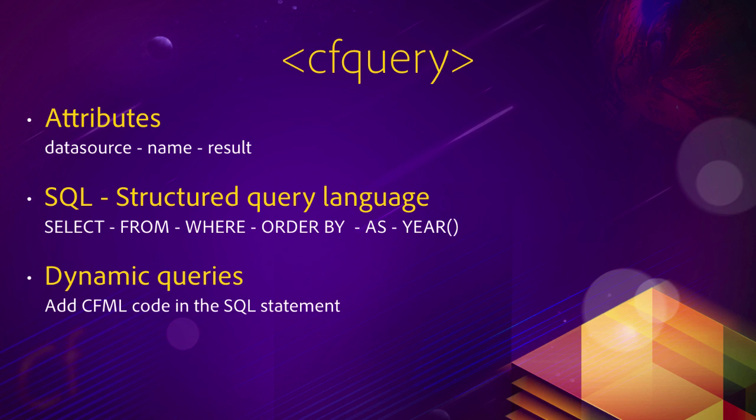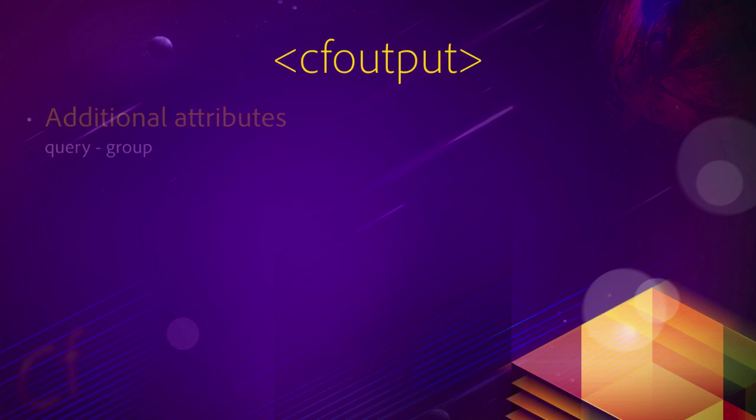You also learned about dynamic queries, and that is adding CFML code in the SQL statement. We did that, remember, with the Now function. So each time we run the query is a little bit different because the data that comes back from the Now function is a little bit different each time. Regarding the CFOUTPUT, you learned the query attribute to make the CFOUTPUT loop over a query, and the group attribute to group data together. Remember the news sidebar with the years, we had to group things together.